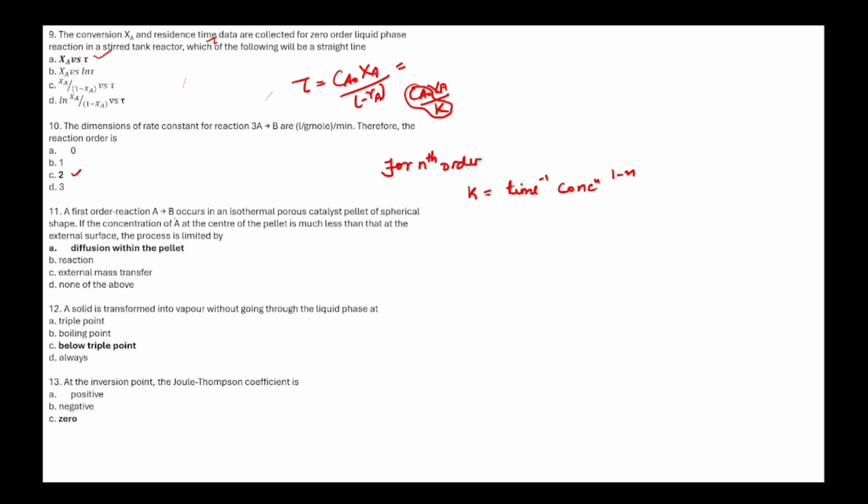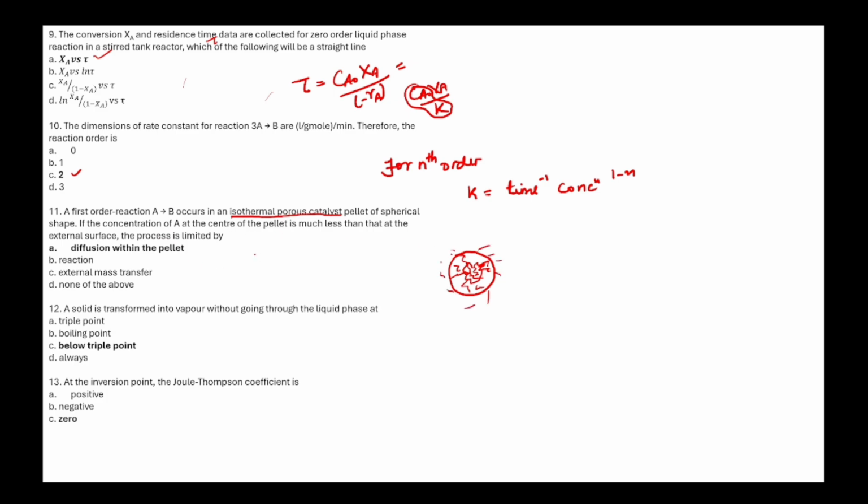A first order reaction A gives B and occurs in an isothermal porous catalyst pellet, spherical. So we have a spherical catalyst pellet. Okay, these are the pores inside. If the concentration of A at the center of the pellet is much less than at the external surface, so inside the concentration of A is very low compared to the external surface.